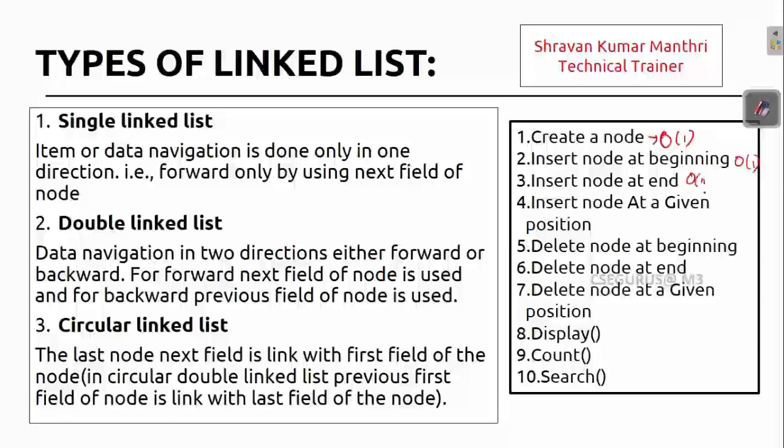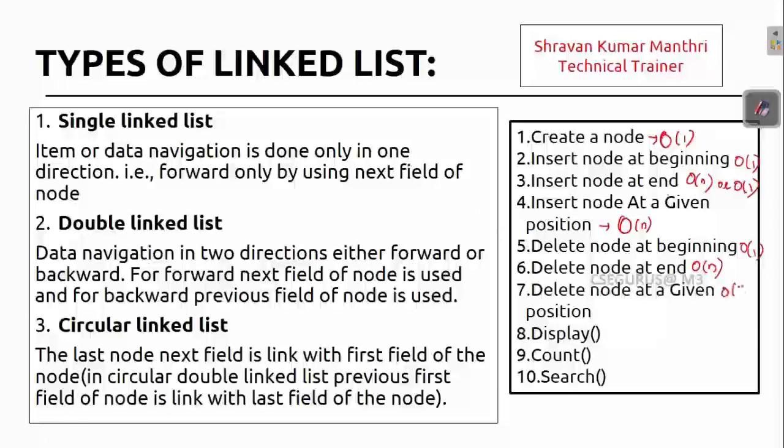Insert node at end, I'll make it in two ways, n or 1. Both I can make by taking an extra variable, and I'll explain that also. Two programs. Inserting a node at a given position, you need to traverse to the position, so it is definitely big O of n. Delete node at the beginning is definitely 1. Delete node at the end is not 1; even if I take n, you cannot get it with 1.